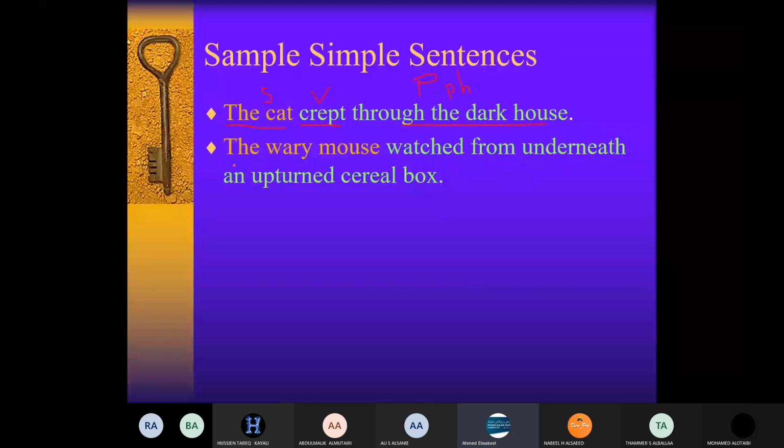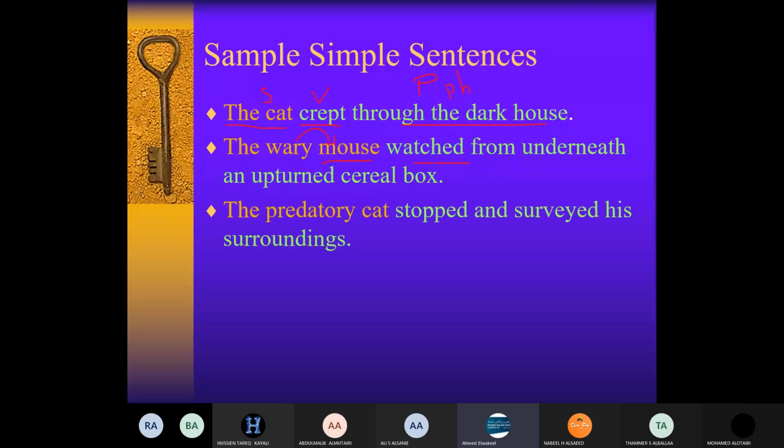Okay, so we have the worried mouse. All of it is the complete subject, but only mouse is the simple subject, and worried is an adjective describing the mouse. Watched is the action verb, and from underneath is the prepositional phrase, or the rest of the sentence.